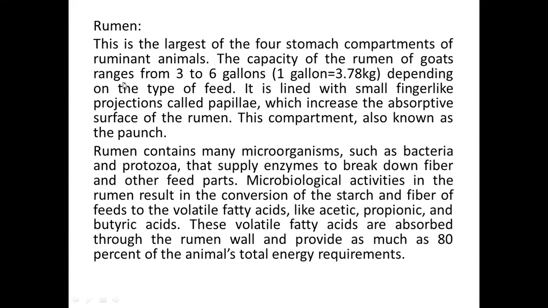And the capacity of the rumen, as you can see, ranges from 3 to 6 gallons, and 1 gallon equals 3.78 kg. The capacity depends on the type of feed, that means the bulkiness of the feed. If the feed is too bulky or too fibrous, then the intake will be reduced. And in case of concentrated feed, the intake will be higher. It is lined with small finger-like projections called papillae. So the inner portion of the rumen is arranged with some projections which are known as papillae.